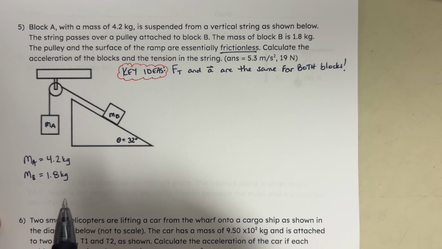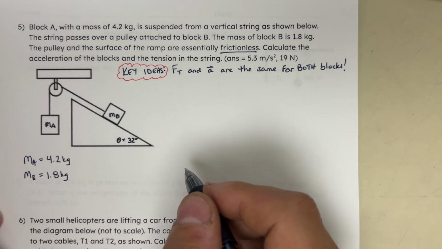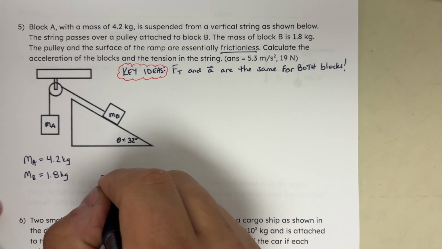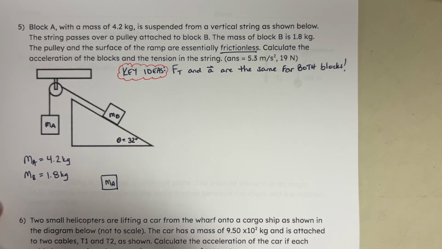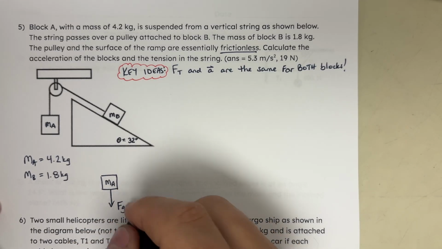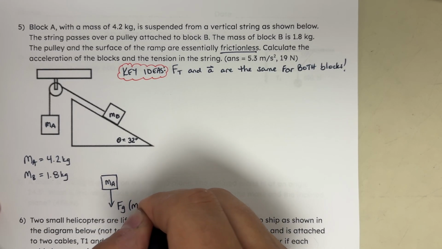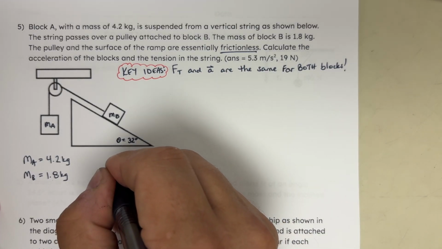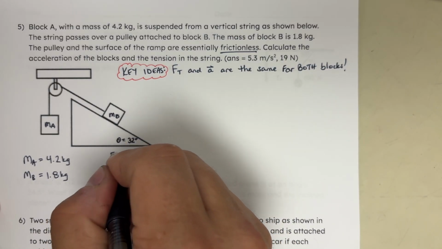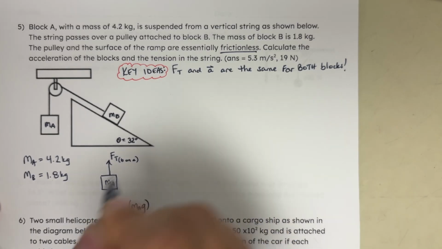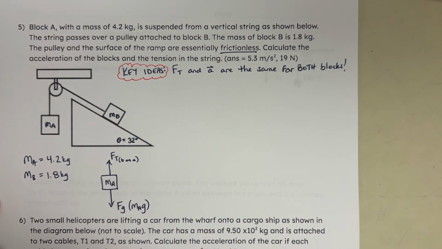What we do want to look at is each block separately. So I'm going to draw free body diagrams for each of them. So here's my mass A right here. And mass A is going to have our force of gravity coming down, which is really just mass A times g. And then we're also going to have our tension force. And this is our tension, which is basically B on A. It's an action-reaction pair. So we have that happening right there.